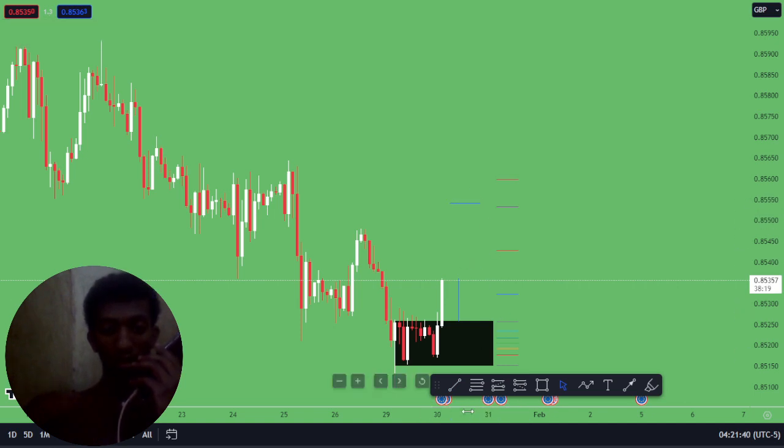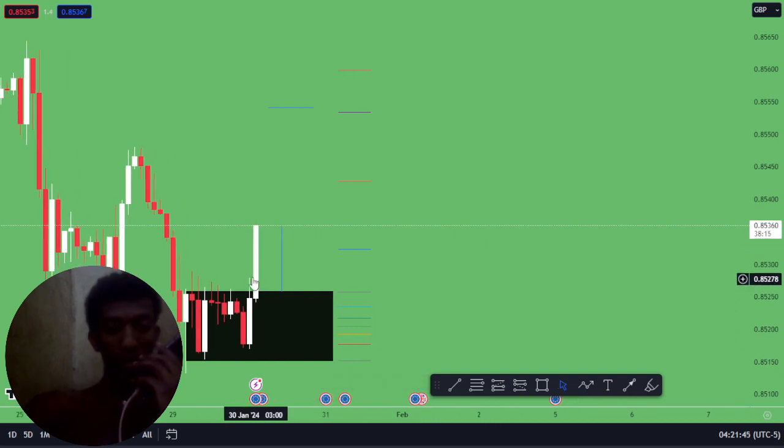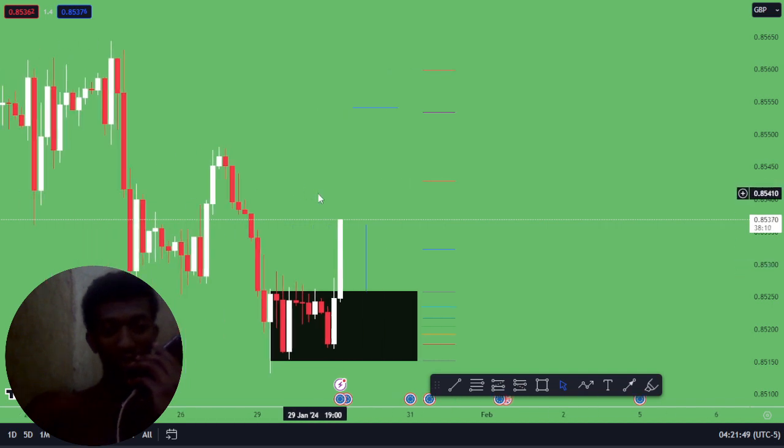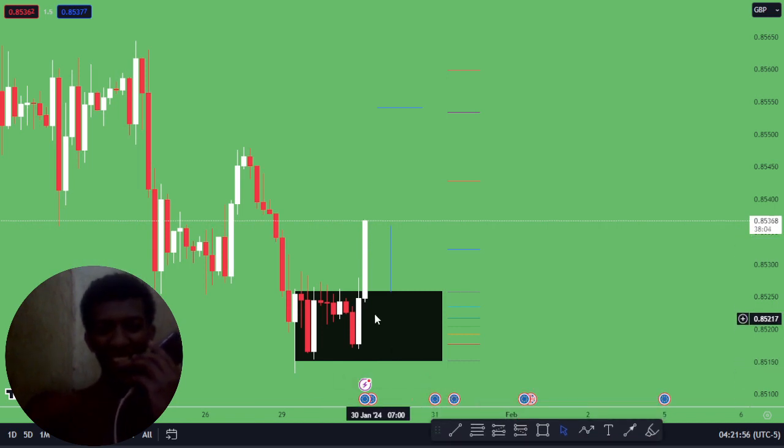In this scenario, this is euro pound, and I have trailed my stop up there. As you can see, look how it is moving. It is just crazy. Look at this. I entered after this broke out.